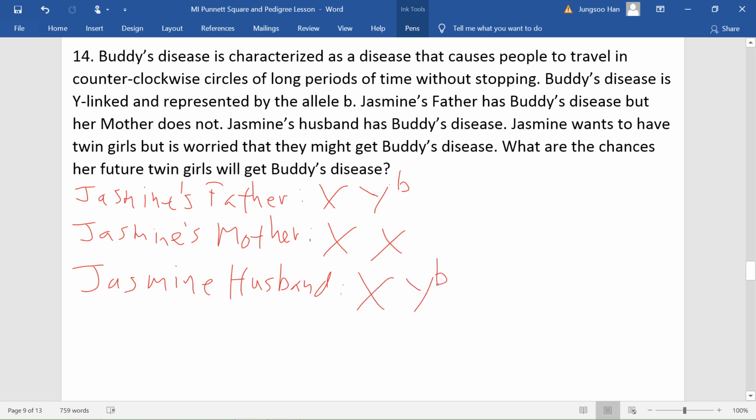Okay. We don't know Jasmine's genotype, but we can kind of figure it out by doing the Punnett square for Jasmine's father and mother. Okay, so let's say that Jasmine's mother and father, they decide to have children. So we do the Punnett square.